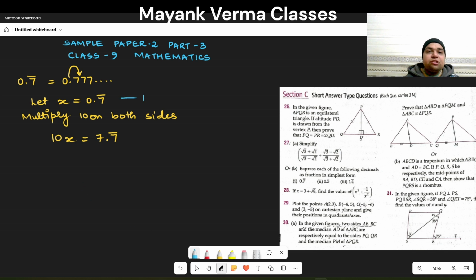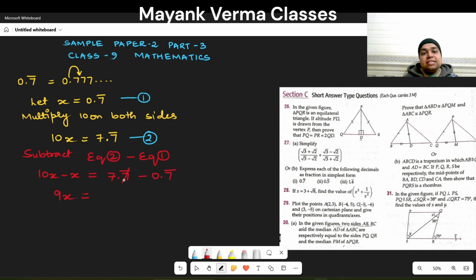Now, this is equation 1, this is equation 2. I can simply say subtract equation 2 minus equation 1. I will get 10x minus x is equals to 7.7 bar minus 0.7 bar. So this will become 9x is equals to, this 7 bar after decimal point will get cancelled out, it will become 0. So 7 here. So x will be equals to 7 by 9. This is the result of first.